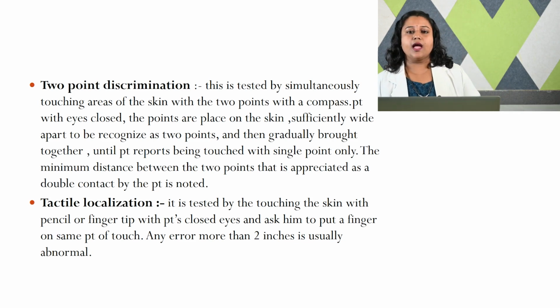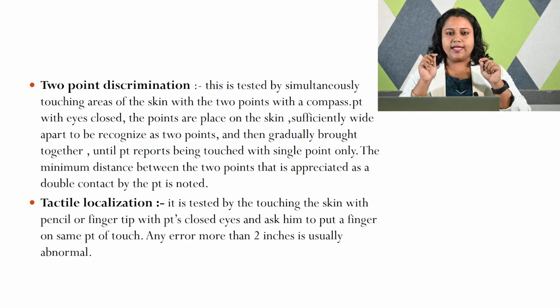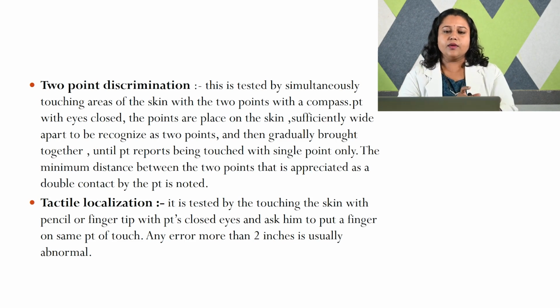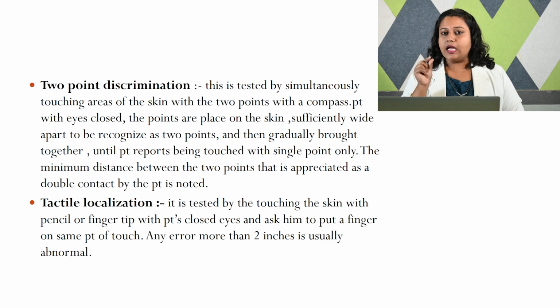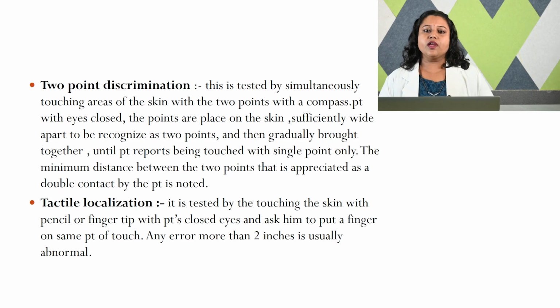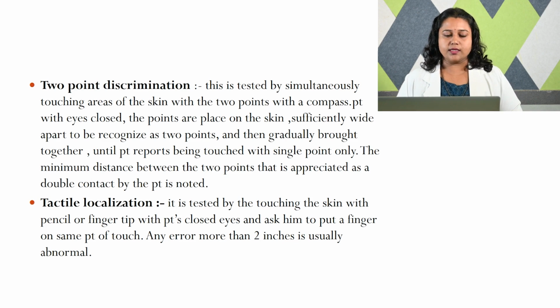So take a compass and first place 2 points on the skin, keep it on the skin. The patient has to answer 2 points. Then reduce the distance between the compass points and test again. You need to keep reducing the distance until the distance at which the patient feels 2 points as 1 point. Measure that distance and document it. This way we need to perform the 2-point discrimination test.